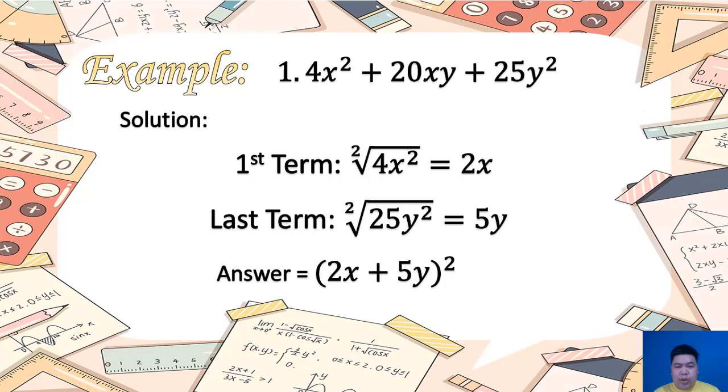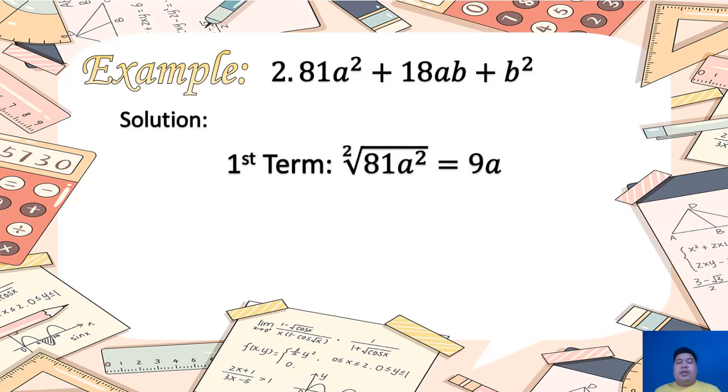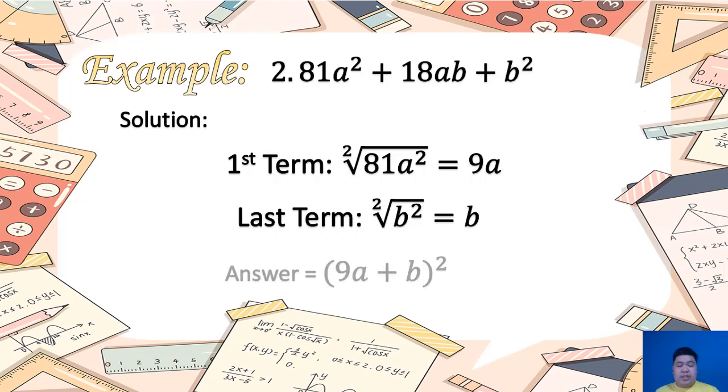Okay, now let's try to have the second example. In the second example, the given is 81a squared plus 18ab plus b squared. So the first step is to get the square root of 81a squared. The square root of 81a squared is 9a. Then the square root of the last term, b squared, is b. So you will see that the sign is all positive, then we will use the addition sign. Then our final answer here is (9a + b) squared.